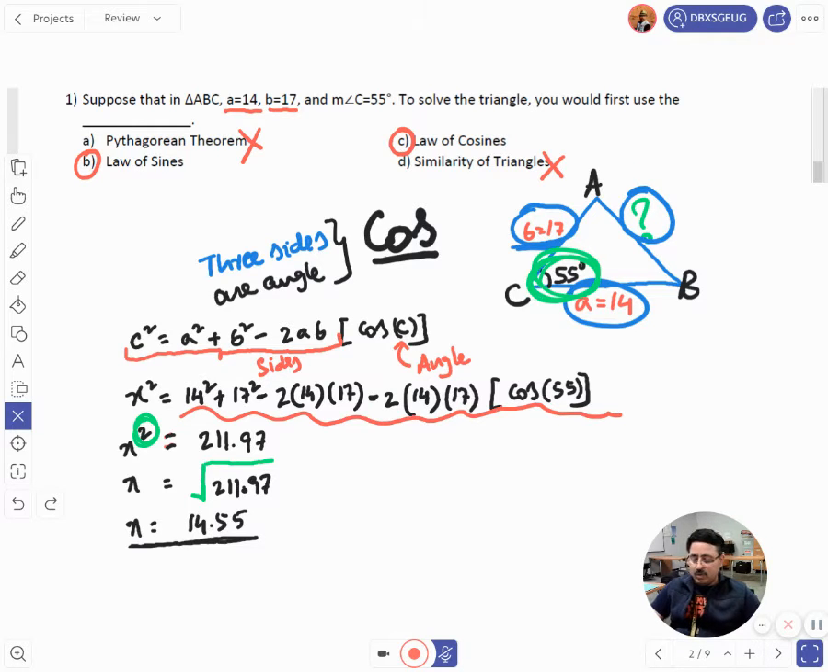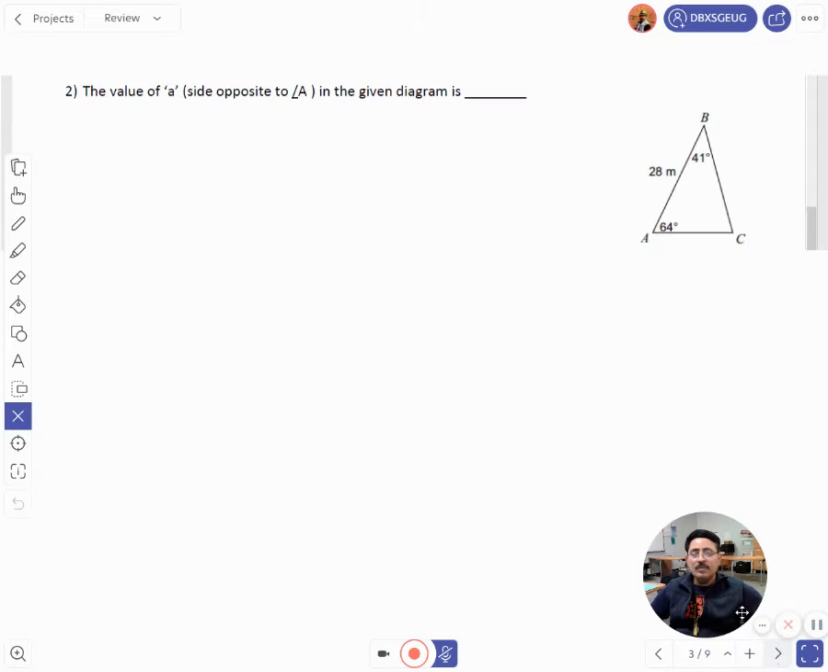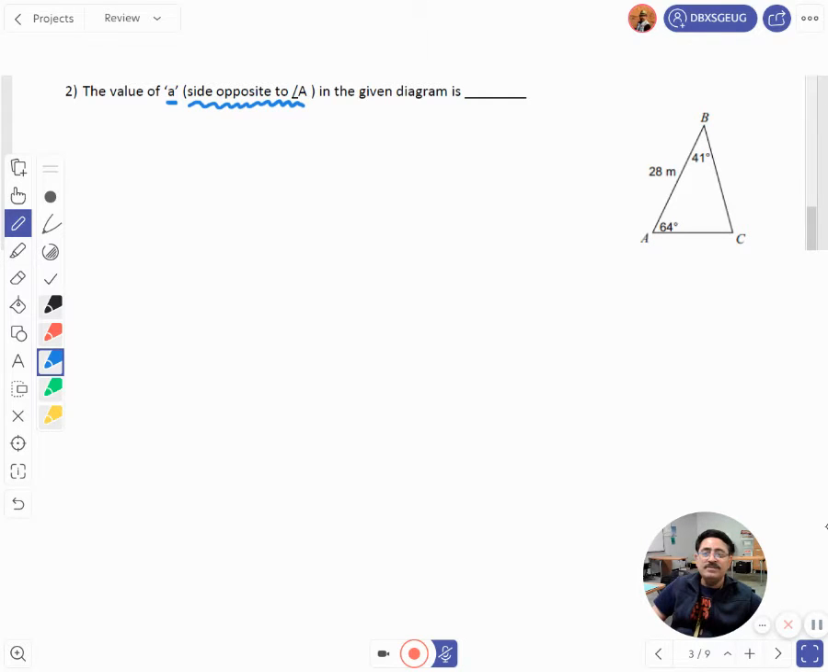So now, questions on this, please. This question, find the value of A. As I mentioned before, if you are asked to find A, that is the side opposite to angle A. So here is angle A, then the side opposite to this one, you are asked to find this one. So this is A, this is to be computed.